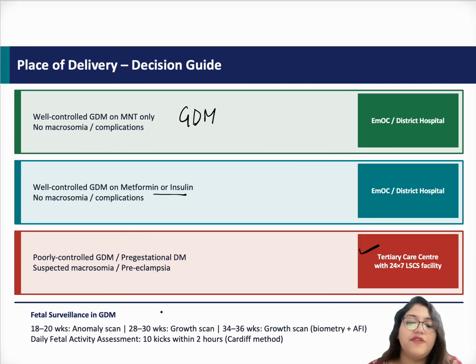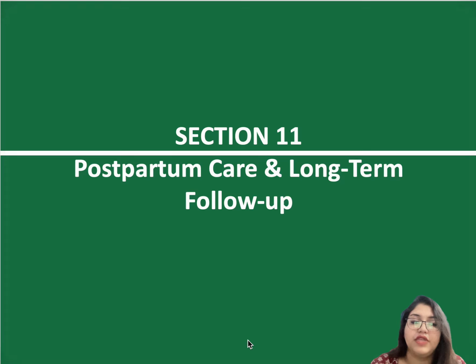Fetal surveillance in GDM: at 18 to 20 weeks you have to do an anomaly scan, 28 to 30 weeks growth scan, 34 to 36 weeks growth scan, biometry plus AFI, daily fetal assessment, 10 kicks within 2 hours, the Cardiff method. So now, postpartum care and long-term follow-up.